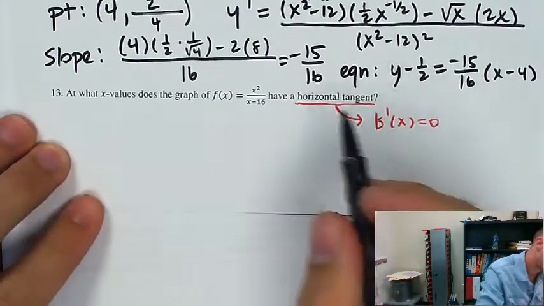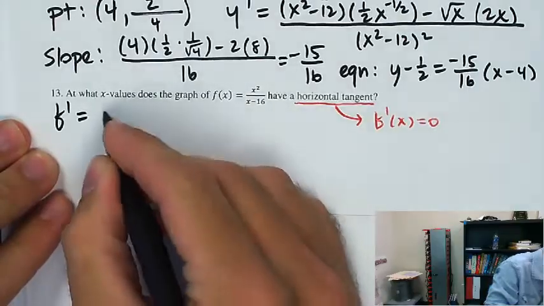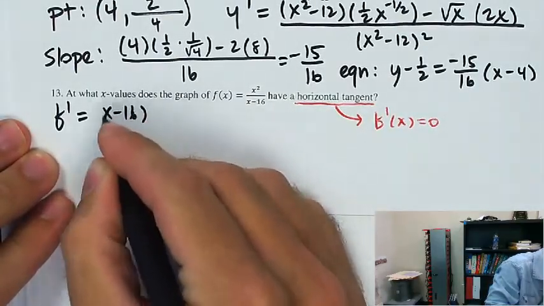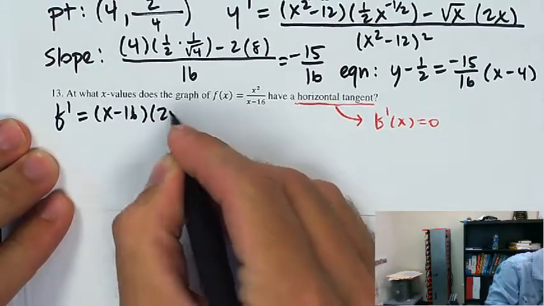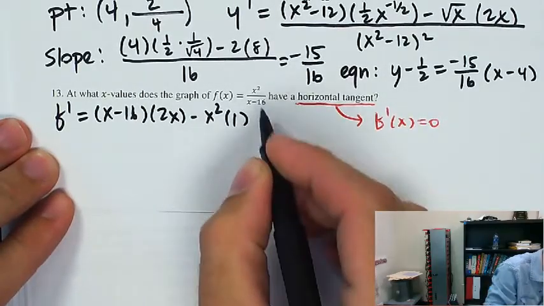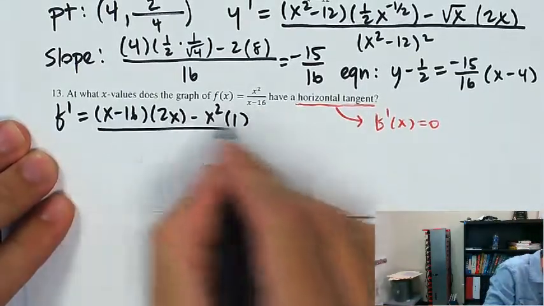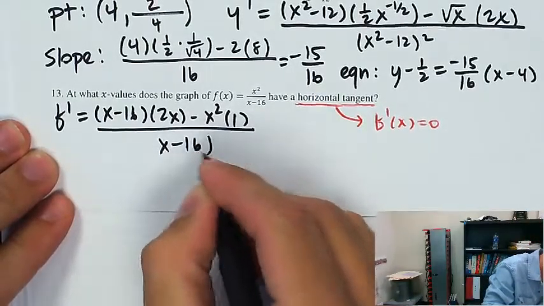Okay, so f prime is bottom times the derivative of the top minus top times the derivative of the bottom. The derivative of x is 1 and the derivative of negative 16 is 0, divided by the bottom squared.